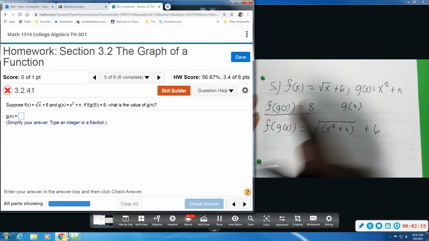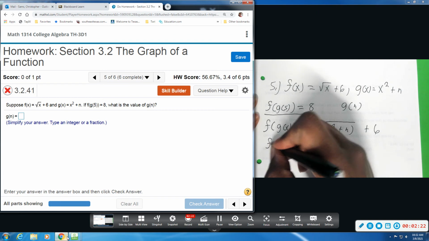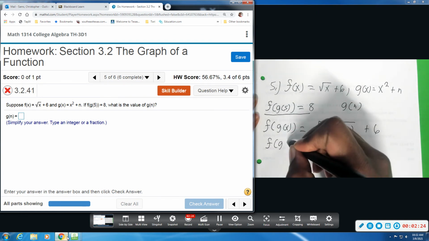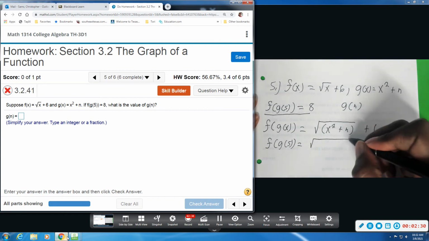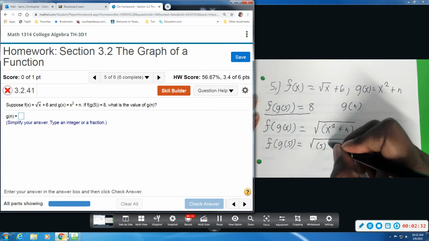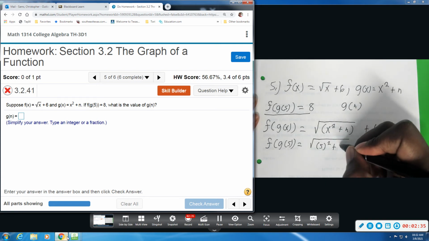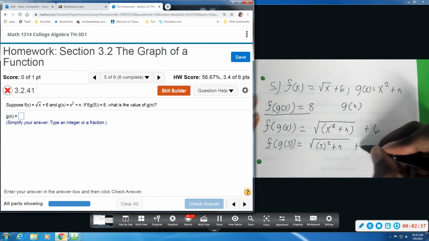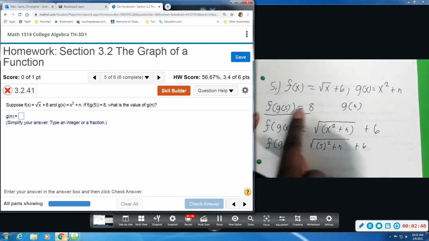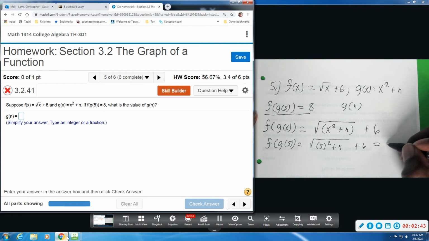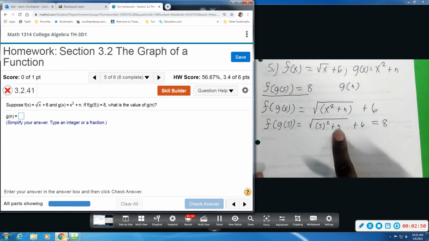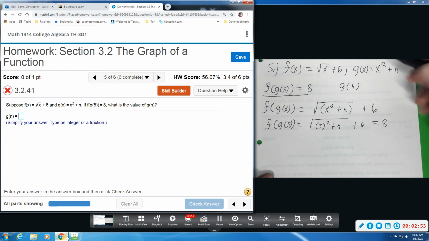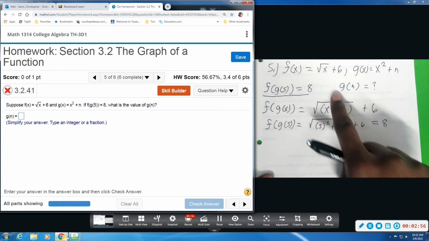Now we're going to replace it with 5. So f of g of 5. Now we're going to do the square root of 5 squared plus n. And then we have this plus 6 out here. And we were told that that was equal to 8. All right, so from here, we're just going to solve this expression, and we will be able to figure out n. And once we figure out n, we can go back and plug that in and figure out g of n.